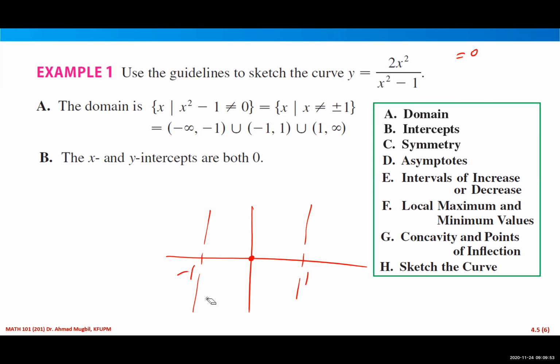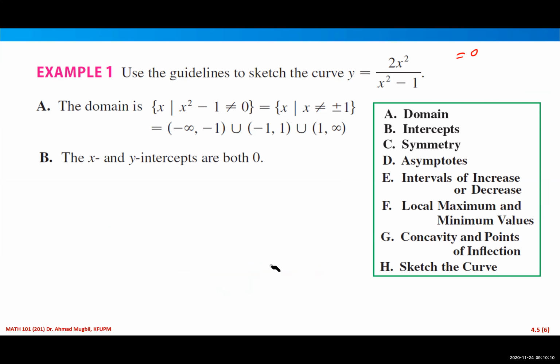What we need to make sure about is that we will find the limit. What will be the limit of the function when x goes to 1 from the left and from the right? And similarly, we will do that for negative 1. If the result is infinity or negative infinity, then we are done. It is a vertical asymptote.